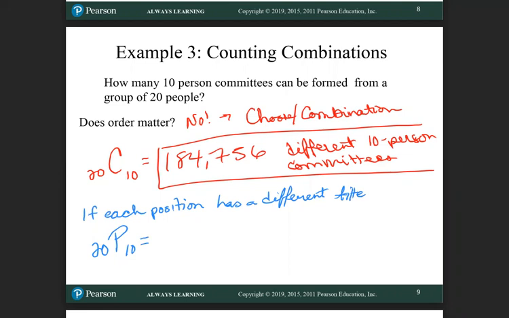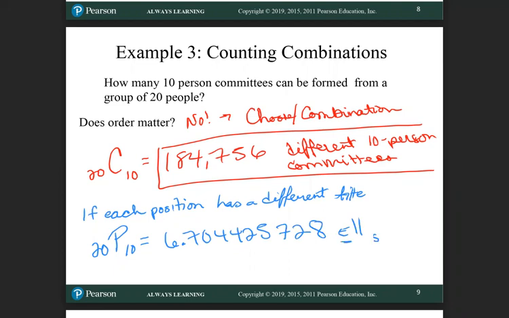Now, if it's the same 10 people, I can make arrangements within that, right? So president's different than vice president. I'm expecting a much larger number. So I would do 20, math, over to probability, option 2 for a permutation, and 10. Now the answer that comes out is 6.704425728 E11. Okay, we've seen this notation before.